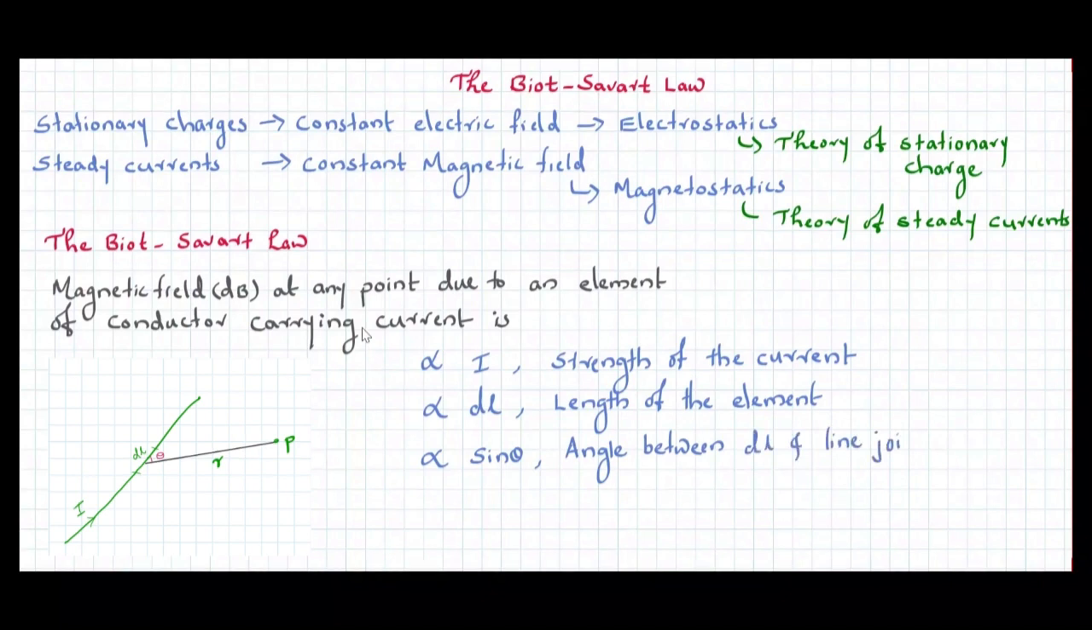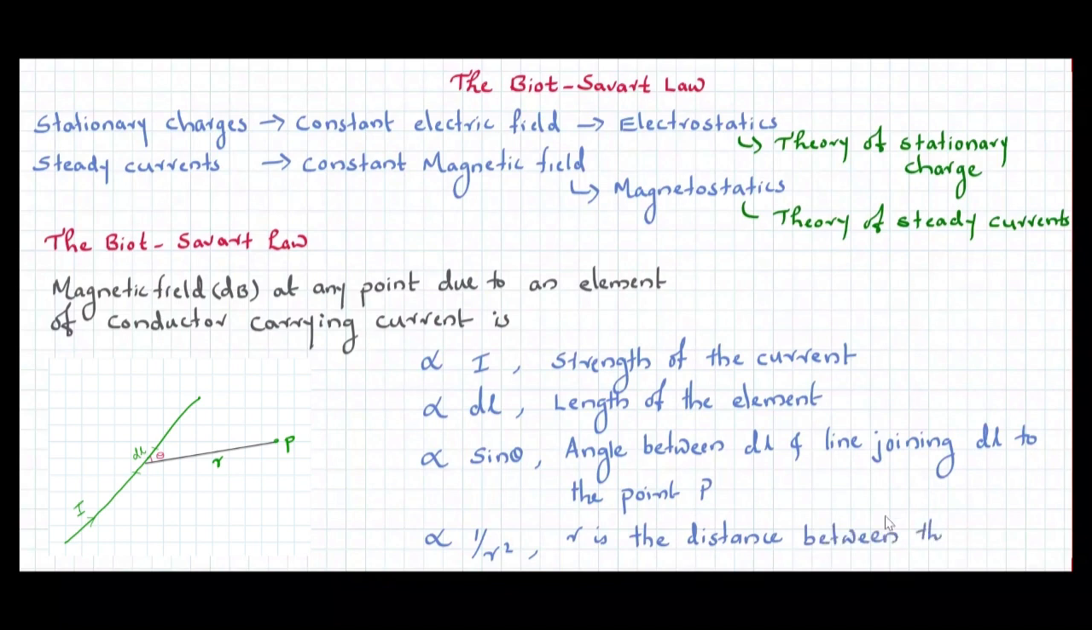What is sine theta? Sine theta is the sine of the angle theta between the element dl in the direction of the current and the line joining the element dl to the point P. And also it is inversely proportional to the square of the distance between the point P and the center of the element dl.